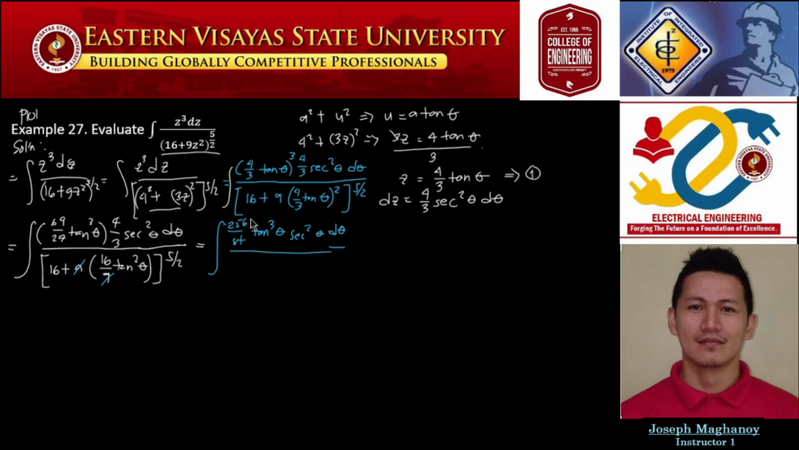How about the denominator? It will become 16, the remaining one, 16 plus 16 tangent squared theta raised to 5 halves. Okay, so we need to factor out 16 from 16 plus 16 tangent squared theta. We carry out 16, so we have trigonometric identities here that we can use. At the numerator side, we apply property number 2. We carry out the real number constant.